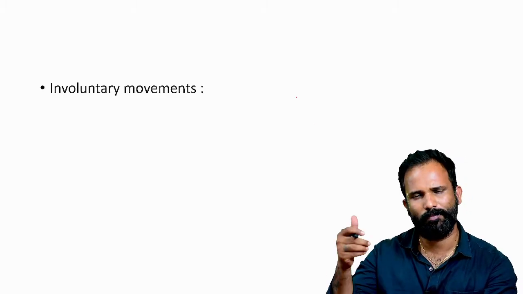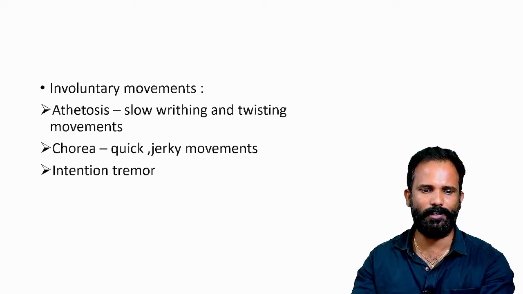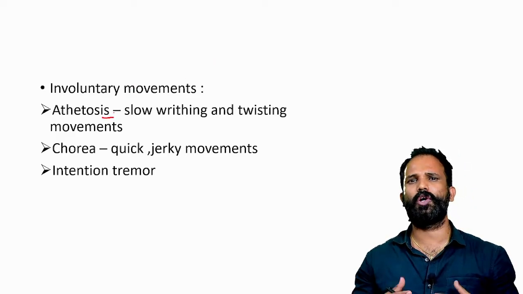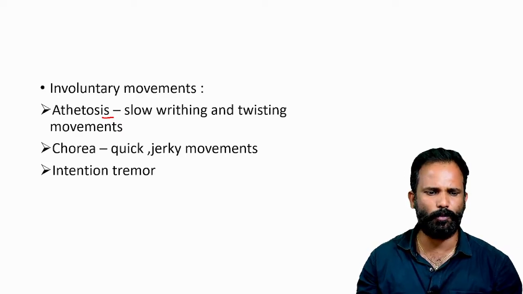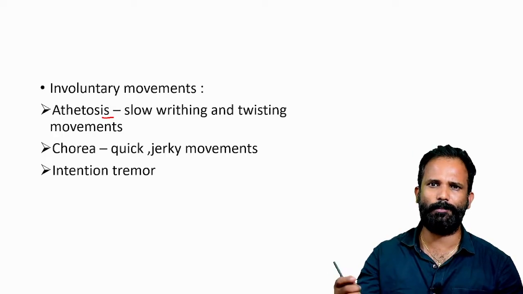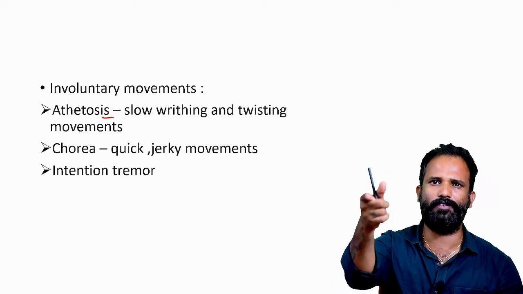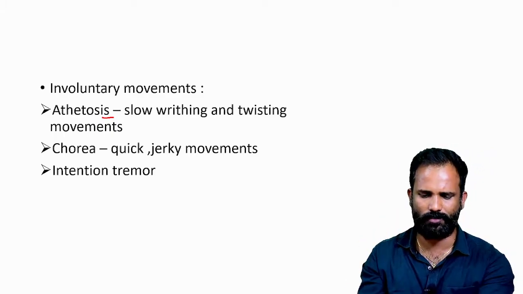Involuntary movements, athetosis, chorea and intention tremor will be present. Athetosis, we already know, is slow writhing movements. Chorea are quick jerky movements or dancing-like movements. And there is intention tremor. So the person will have tremor when he is asked to do a work. If I ask the person to hold this pen, then the intention tremor starts.